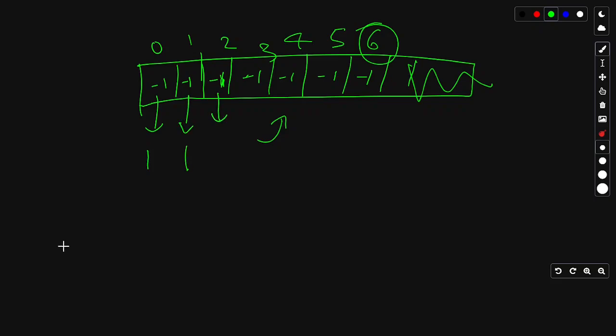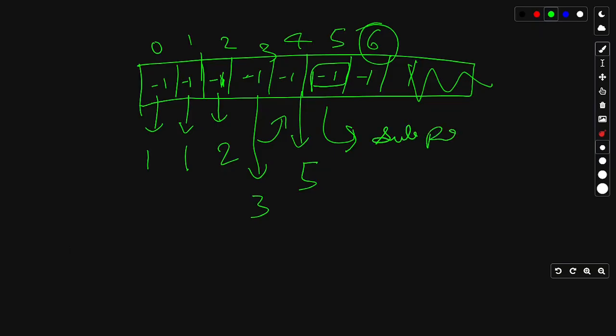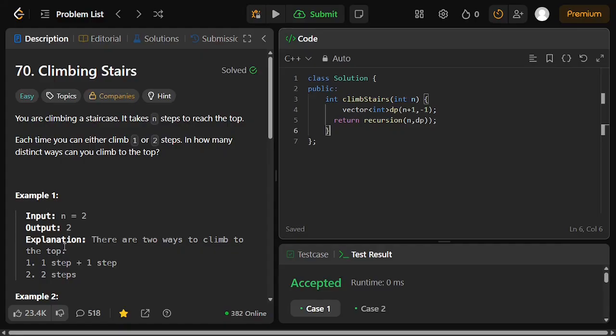Then f of 2 will update the value of f of 2 to 2. Then we will update the value of f of 3 to 3. Then we will update the value of f of 5 to 5, right? So this is how we will be updating our values. And if a certain value is minus 1, that means its value has not been updated. This sub problem has not been solved. So let's do it.